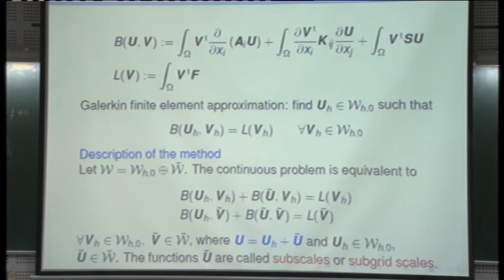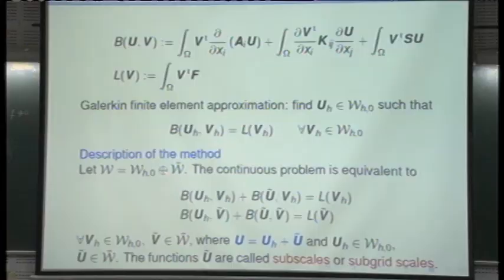We split the continuous space, W, into the finite element part, W_h, with the boundary conditions, plus the rest, whatever the rest is. For the moment, I don't mind about the rest. And this is a direct sum. That means that functions in W are the sum of functions in W_h zero plus functions in W tilde, and the only function that belongs to both spaces is zero. That's why it is a direct sum.